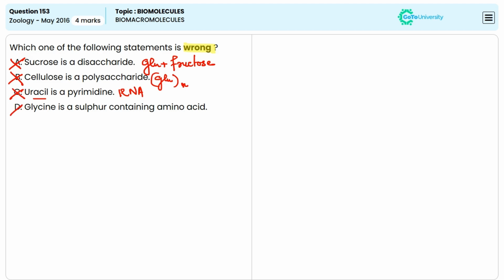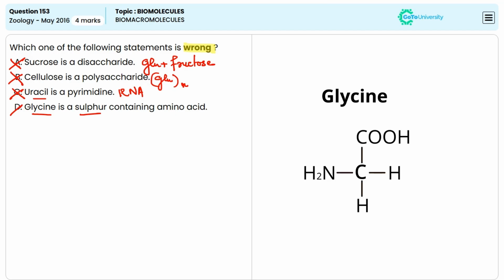Option D, glycine is a sulfur containing amino acid. This statement is incorrect because glycine is the simplest amino acid and it does not contain sulfur. It consists of just a hydrogen atom as its side chain. So the sulfur containing amino acids are cysteine and methionine, not glycine. So option D is the correct answer.